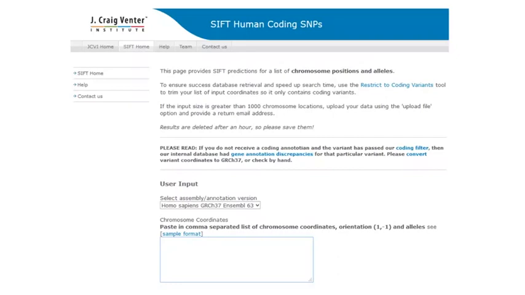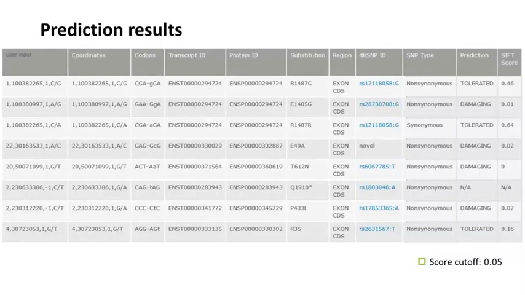SIFT can be used online. You can input the sequence or genomic coordinate. SIFT will output a table like this, one for each variant. It will tell you whether it predicts the variant to be tolerated or damaging, and with what score.